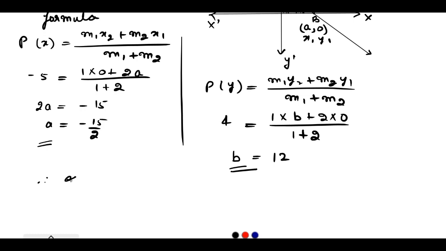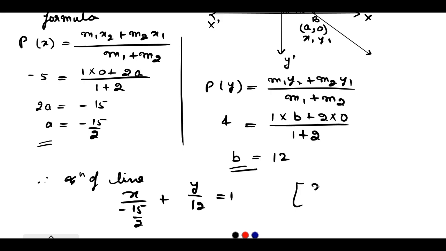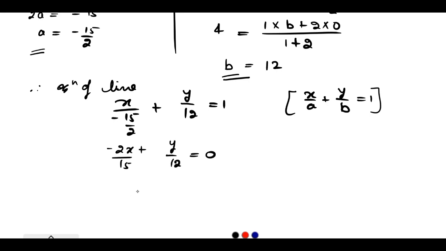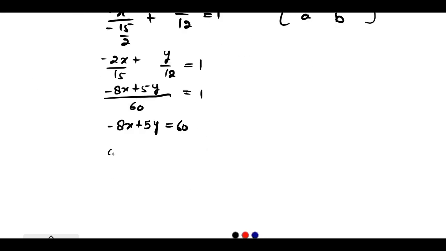Therefore, the equation of line is x upon a plus y upon b is equal to 1. Equation of line is 8x minus 5y plus 60 is equal to 0.